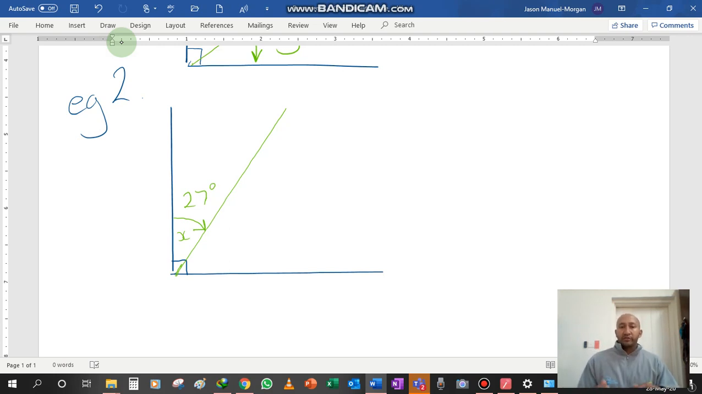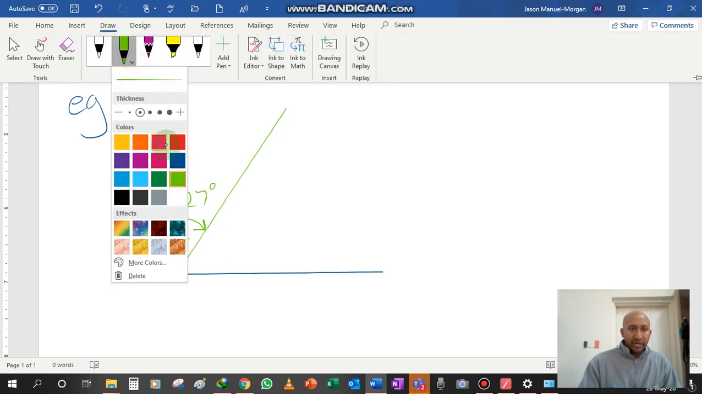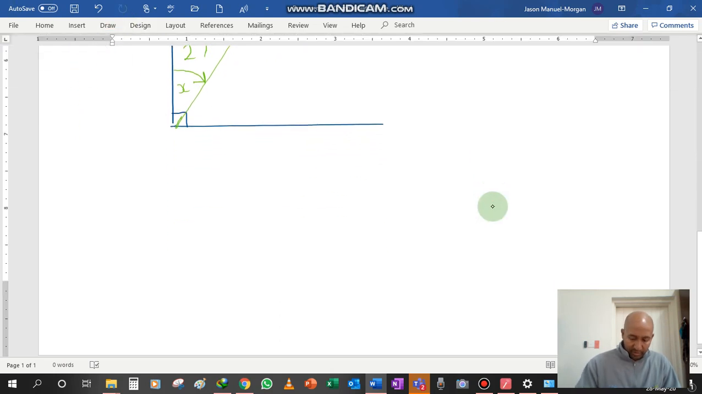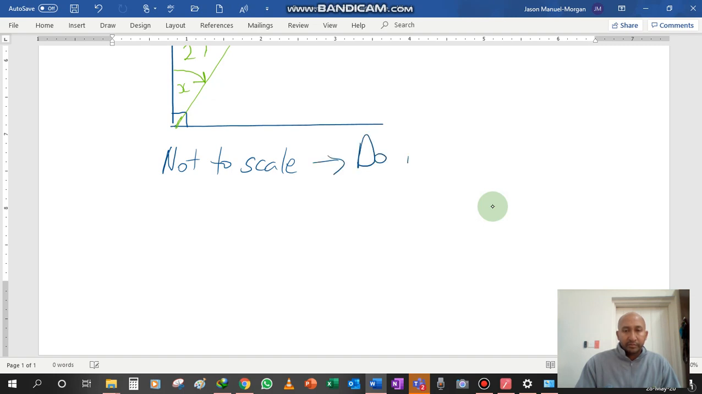Now we don't have to go and measure this with a protractor. It's not a question of measuring and understanding the amount of degrees, because this could be a sketch. Very often you'll find in the exam, if this is such a question, they will have something like this written underneath it, which says not to scale. And what that means is that you must not measure from it. Do not measure.